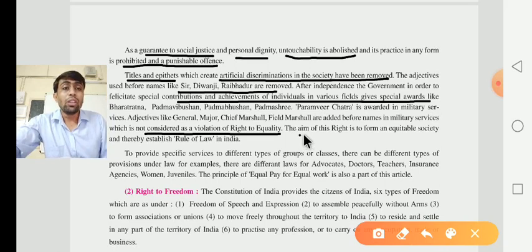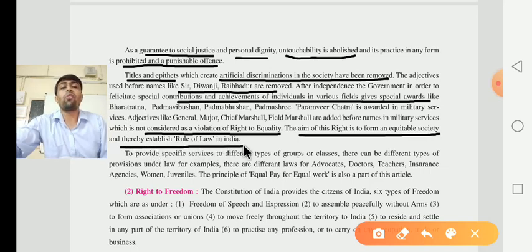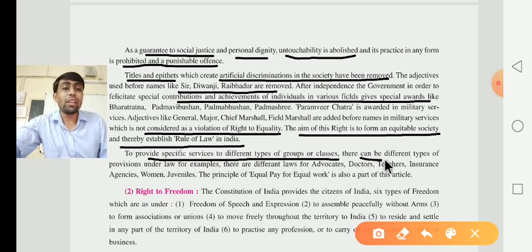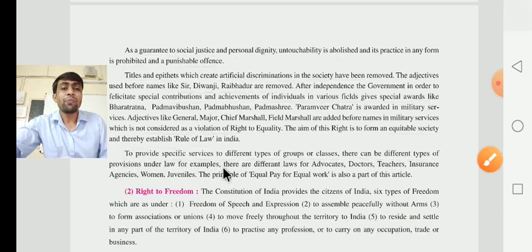The aim of this right is to form an equitable society and thereby establish the rule of law in India. What they say is that the aim of the right is to form an equitable society, meaning equality in society, and thereby establish the rule of law in India. To provide specific service to different types of groups or classes, there can be different types of provisions under the law. For example, there are different laws for advocates, doctors, teachers, insurance agents, women, and civilians, meaning Kishore, Barko.